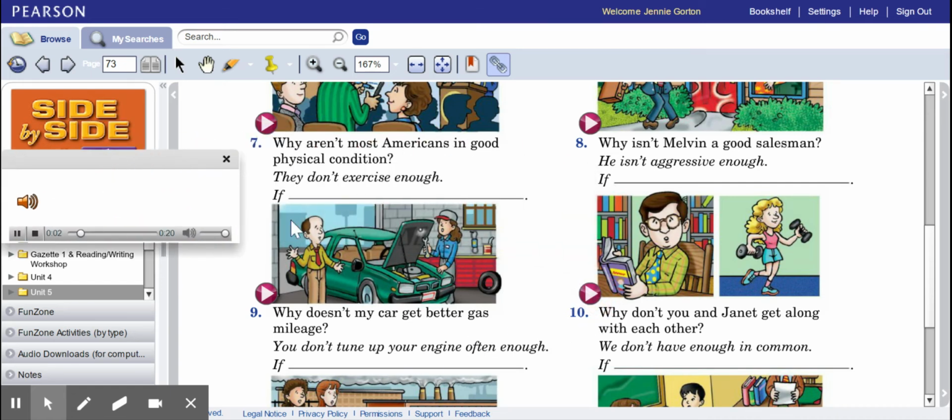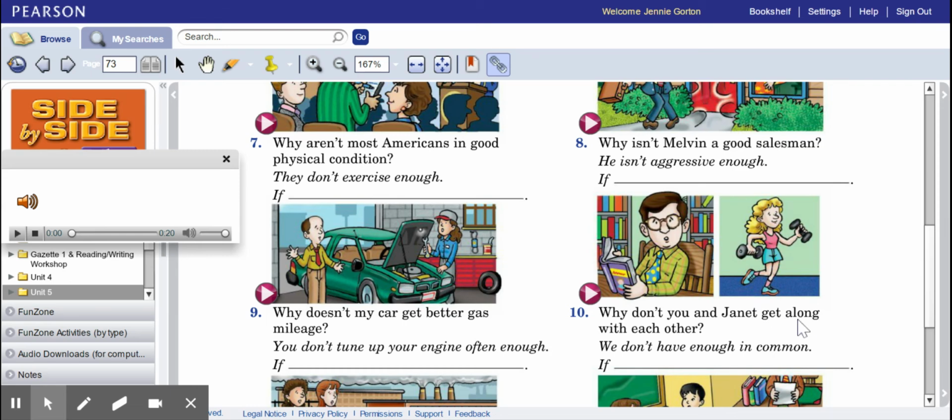Why don't you and Janet get along with each other? We don't have enough in common. If we had more in common, we'd get along with each other. So here's this guy, here's this girl. He's reading books, she's exercising. They don't have very much in common. Very much similar things they like. We don't have very much in common.